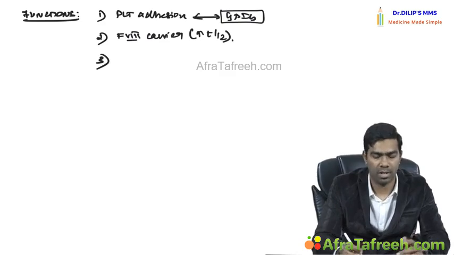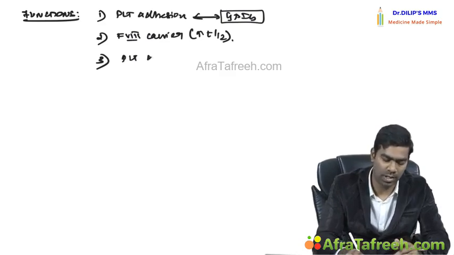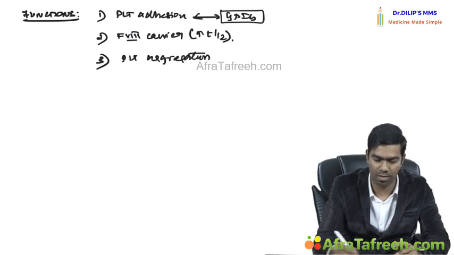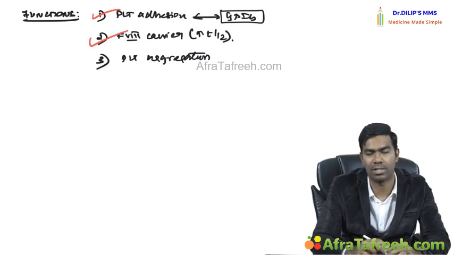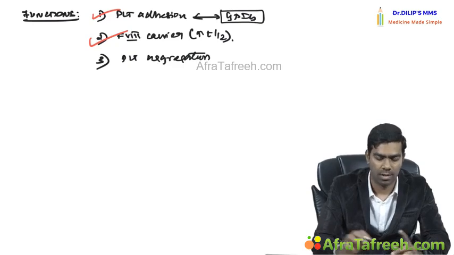Number three, apart from that, it can also help to an extent in platelet aggregation. But that is not a very important function. These are the two most important functions of von Willebrand factor, to be honest. Fine.